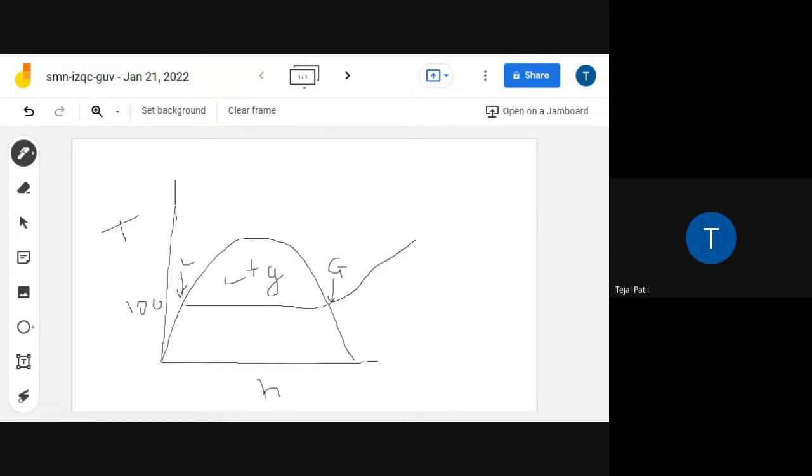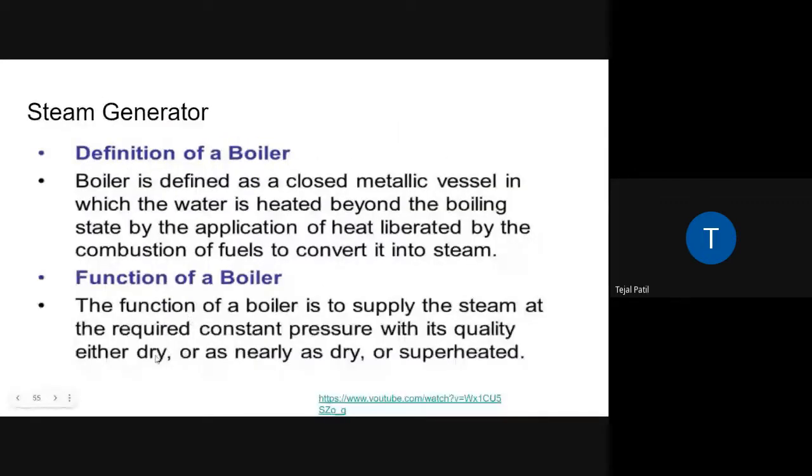So from the boiler it is always expected that it should supply steam which is at a constant pressure and with the quality as either dry or near to dry. That means the moisture may be allowed to be, let's say, 0.002% only.